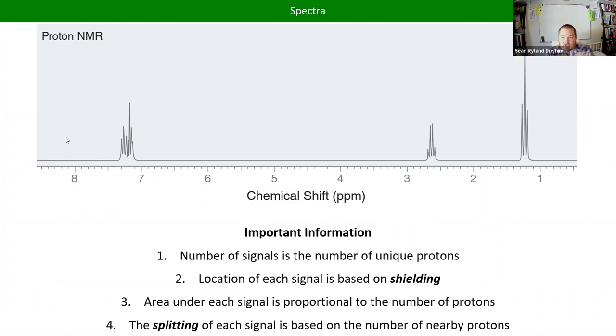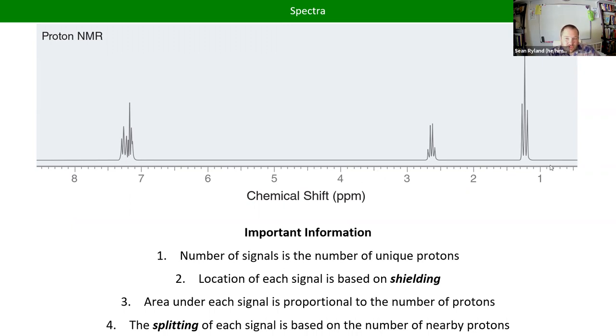And protons are just the most common fermion that we're going to be dealing with. And so proton NMR tells us a lot of information. Number of signals is number of unique protons. Where each signal is corresponds with the amount of energy it takes when these things flip back and forth between the alpha and beta states, which is what we're measuring with the chemical shift.